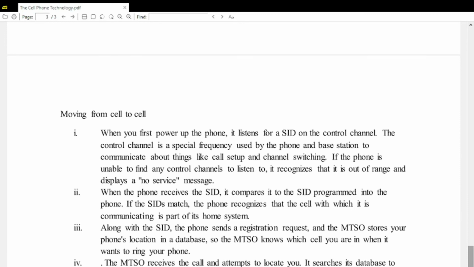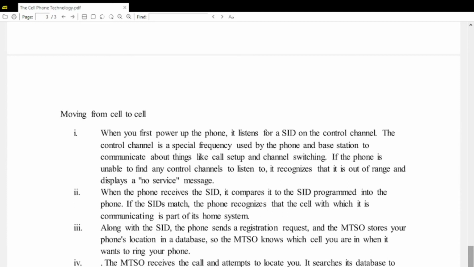Now if the phone finds the SID, it is able to compare. And if the two match, the phone is able to know that the cell with which it is communicating is part of the home system. Now, the home system in cell phone configuration is the main part or the main area where normally the details of the subscriber, the number, the phone details and such, and SIM card details are normally recorded and stored.